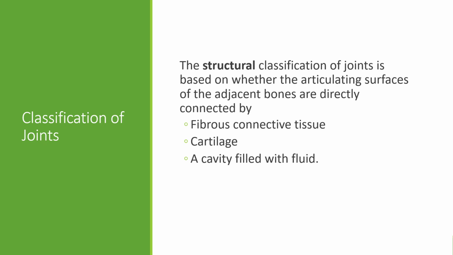The structural classification, on the other hand, is how we describe the articulating surfaces and how they're joined to each other. So what's putting them together, in other words. And so we're going to look at how we can have fibrous connective tissue, cartilage, and a fluid-filled cavity with these.